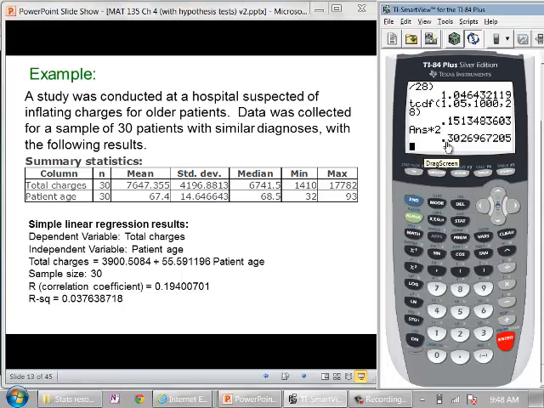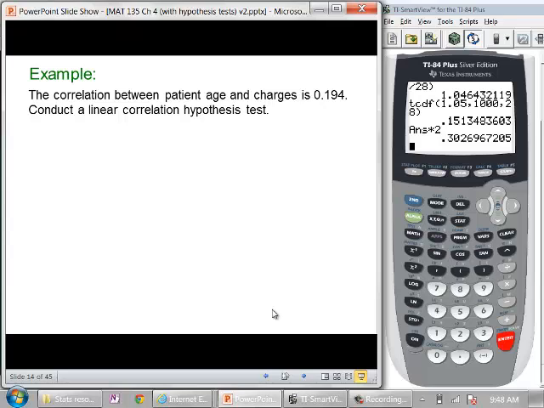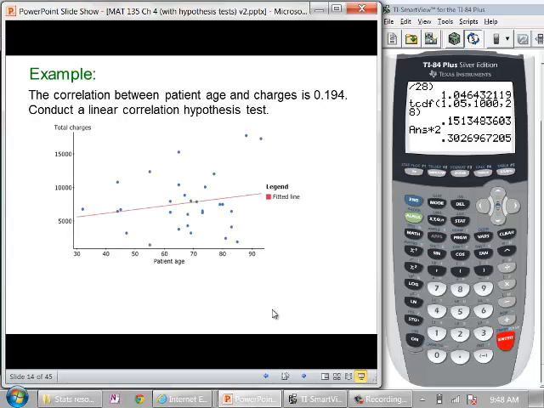That's a pretty high p-value. That would definitely be false when we compare the p-value to alpha, which would give us a negative conclusion, which means there's not sufficient evidence to support the claim of a linear correlation. And if we look at the scatter plot here, it looks like the data is pretty spread out.